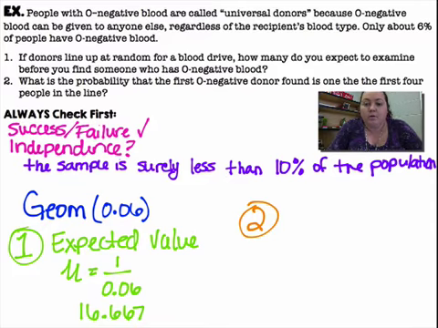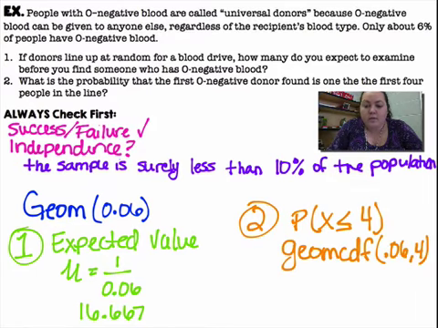What is the probability that the first O negative donor found is one of the first 4 people in line? So the probability that it's less than or equal to 4. So it's geometric CDF, and then my probability is 0.06, and my K value is 4. So I'm going to go to my calculator, and I'm going to go to second vars, distributions, and then I'm going to look for geom CDF.